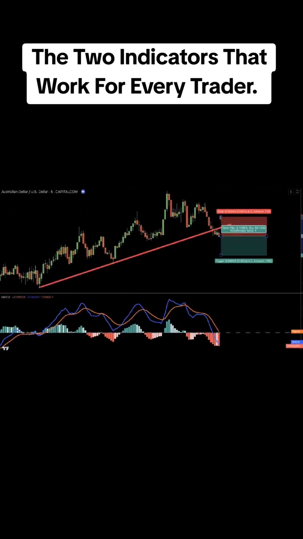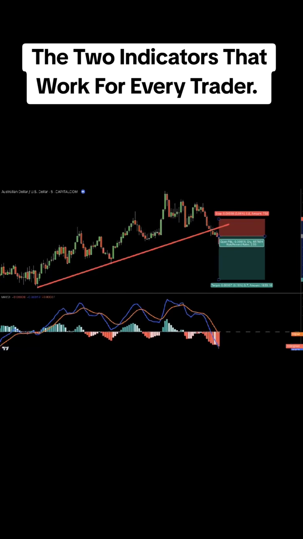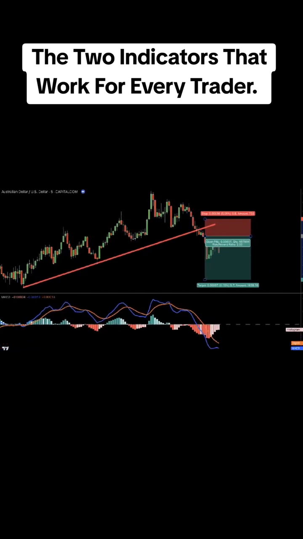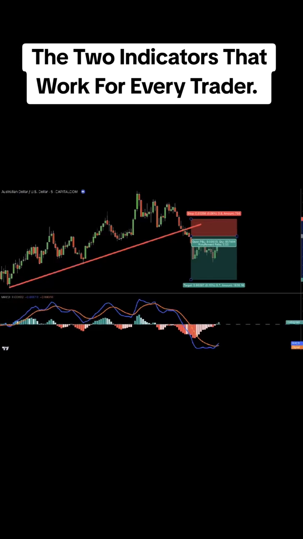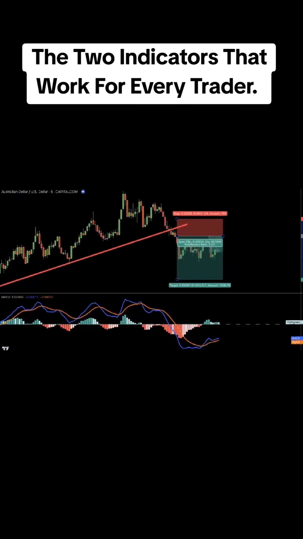Entry: at the close of the breakout candle on the 5-minute chart. Stop loss: just above the broken trend line, in case the breakout fails. Target: the next key support level, with a minimum 2-to-1 reward to risk ratio. This example shows how trend lines and MACD can work together, but the real power comes from combining them with multi-time frame analysis.